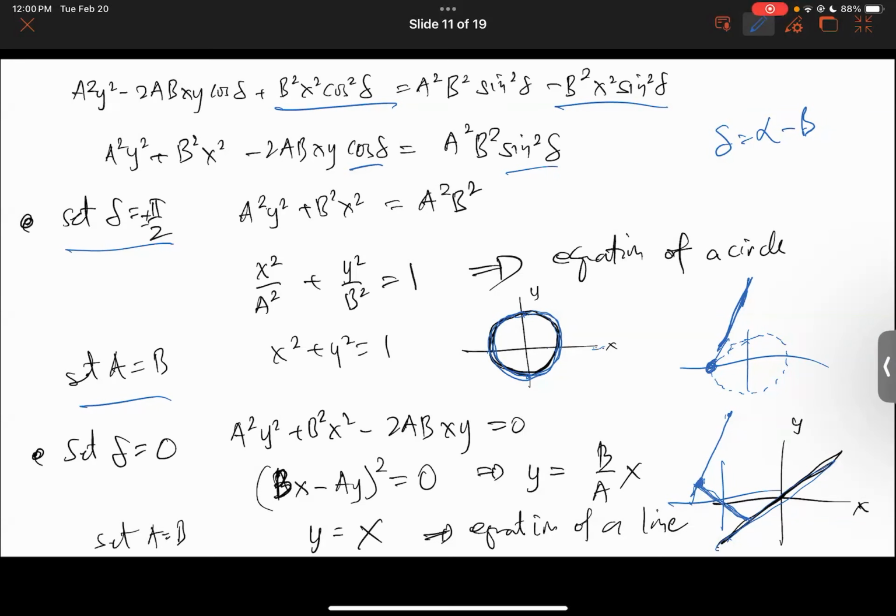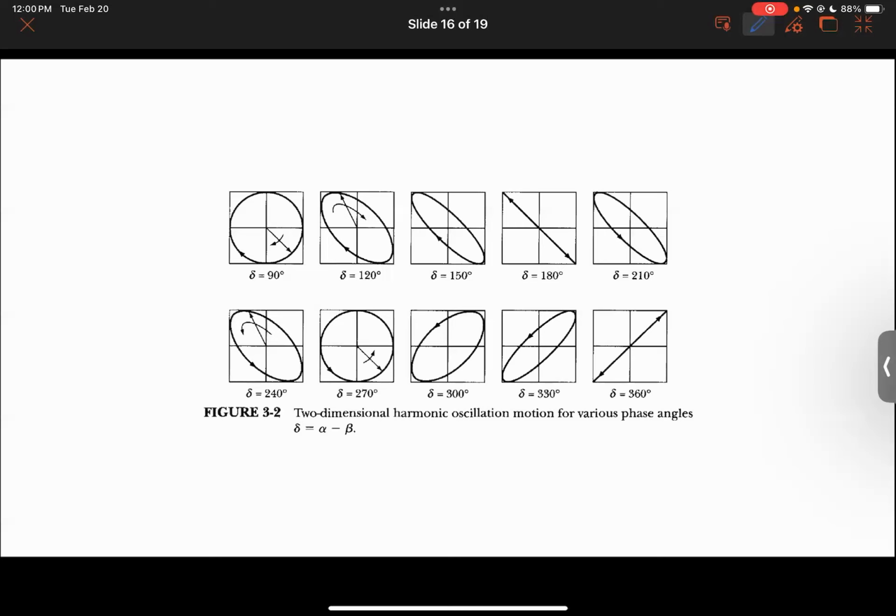Pag ganun lang. Okay. Now, you can vary, of course, yung delta. And of course, it's easy to set A tsaka B, di ba? You get these different types of trajectories for various phase angles. And of course, this is for A equals B. Depending on the phase difference between alpha and beta, you can get these different kinds of trajectories along the x-axis.